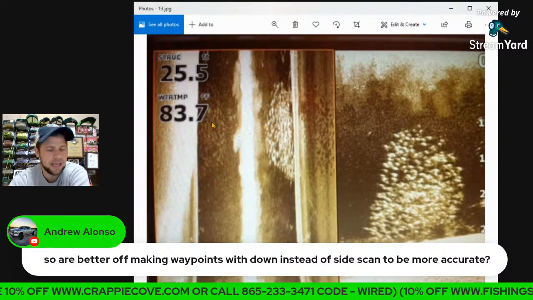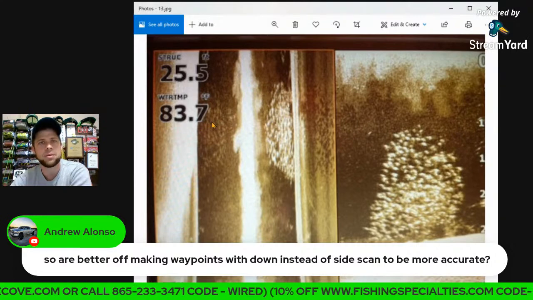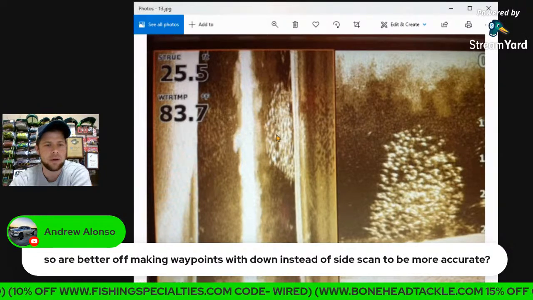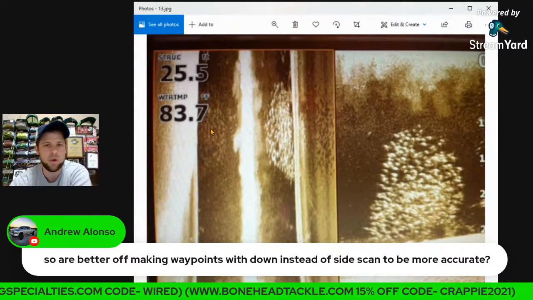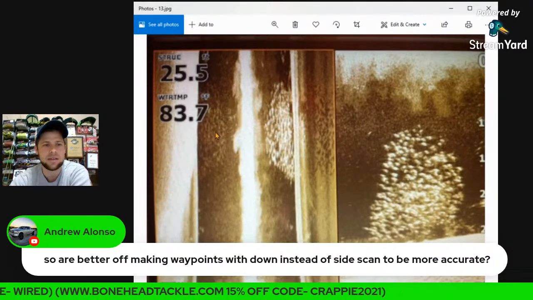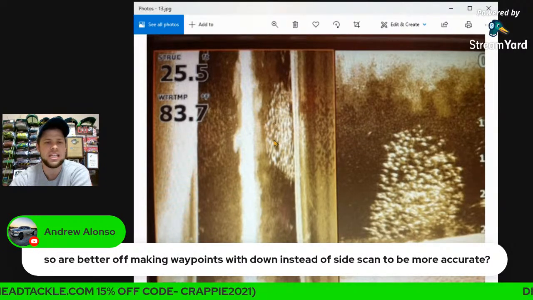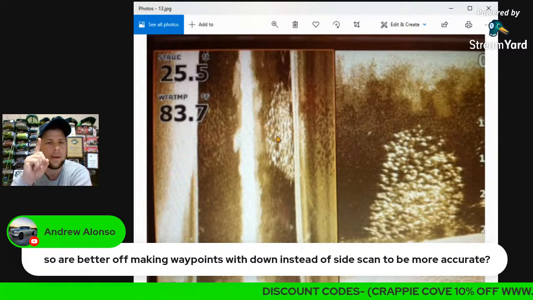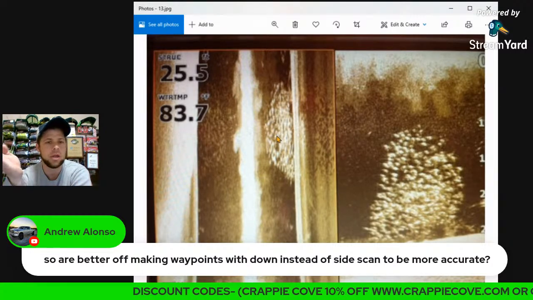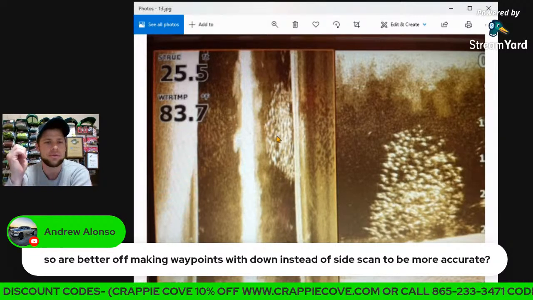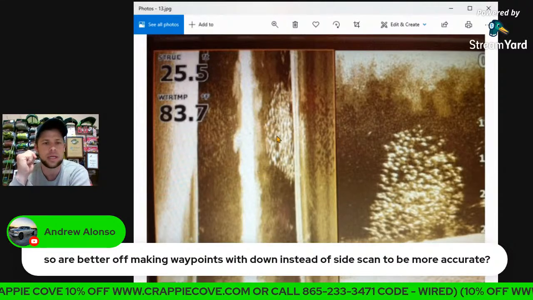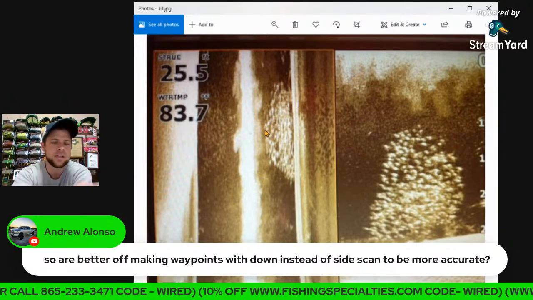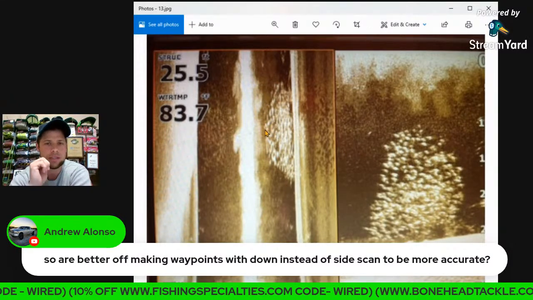Now, for those that say, well, I thought down imaging was straight down. If your down image was straight down, then why would this be brighter on this side than on this side? It wouldn't be. It'd be the same brightness on both sides if it was a straight down image. That's because these fish are off to the right-hand side of that transducer. They're still in the down imaging cone, but they're off to the right-hand side of the transducer, which makes the return on the right side of your screen brighter than the return on the left side. So these fish are probably about 8 feet to the right of your transducer.